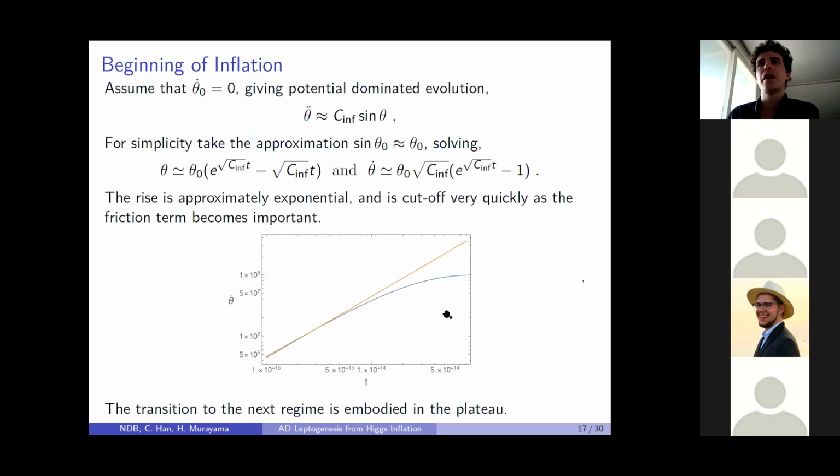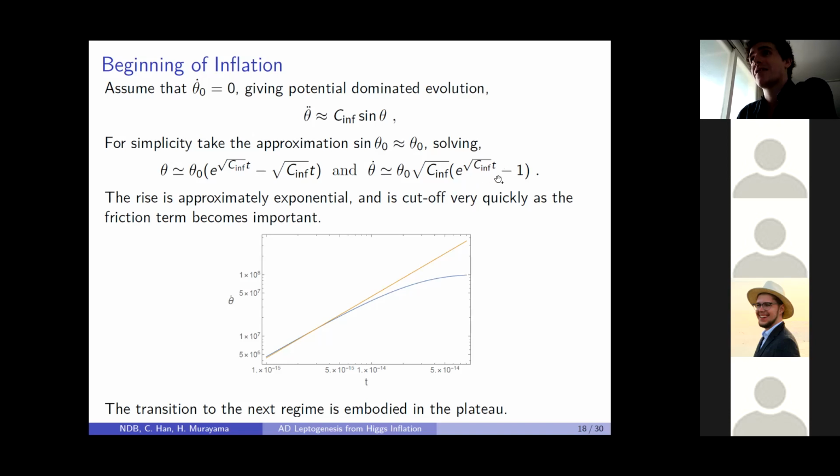So now we want to consider the very beginning of inflation. We said the initial conditions are that there's no motion in theta, but we'll consider that there's some non-zero theta naught. At this point in time, you can imagine that there's no friction term. It's just whatever the potential slope is going to induce in terms of acceleration. And if we assume that this theta is approximately small, we can solve this very easily and derive what our motion would be expected to be.